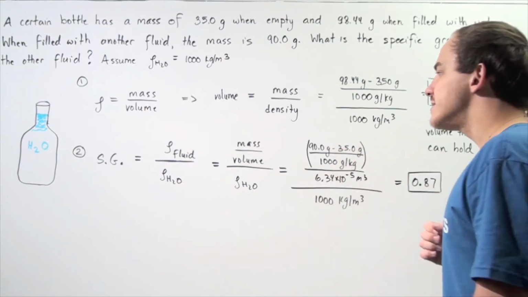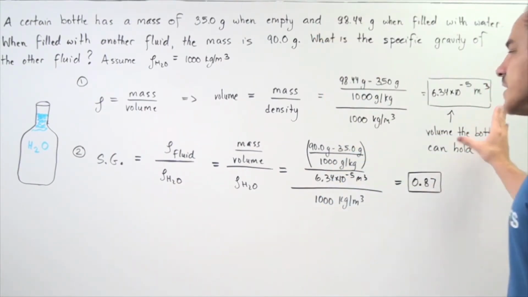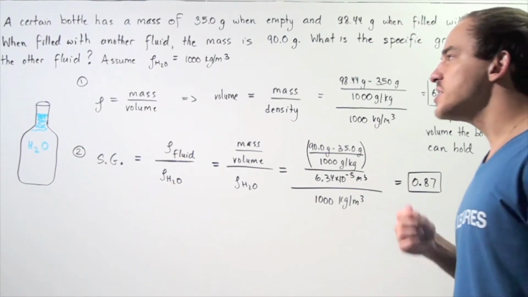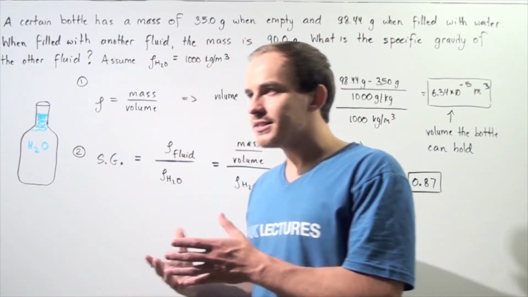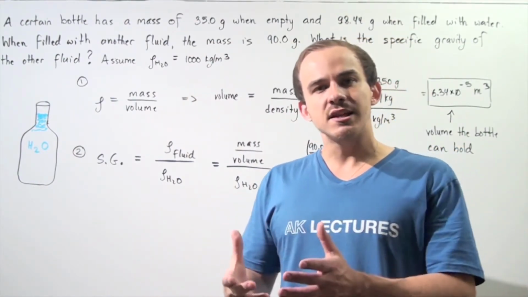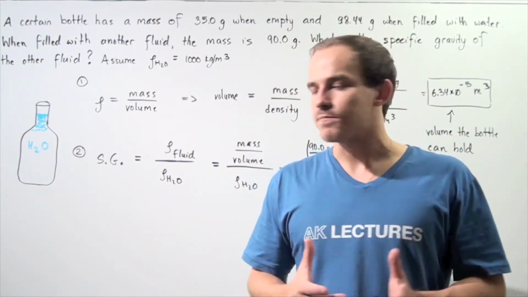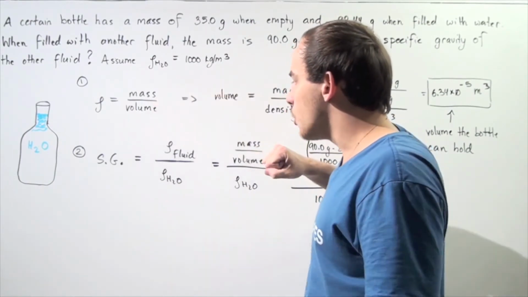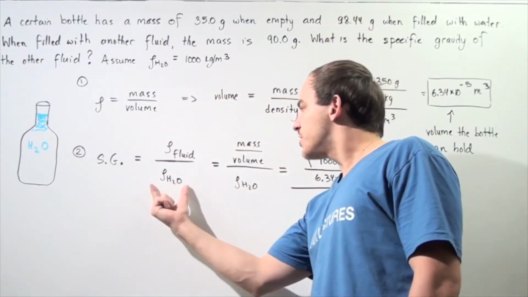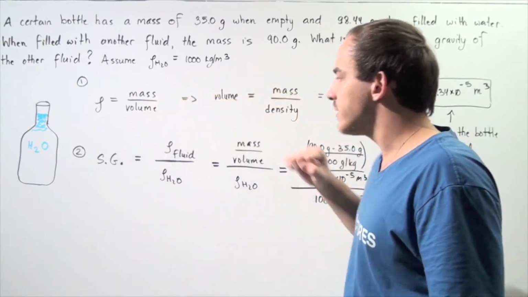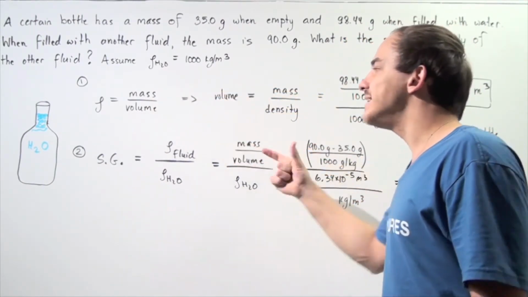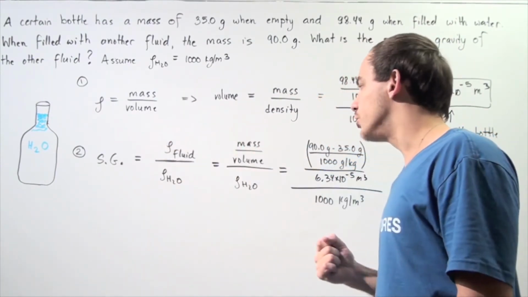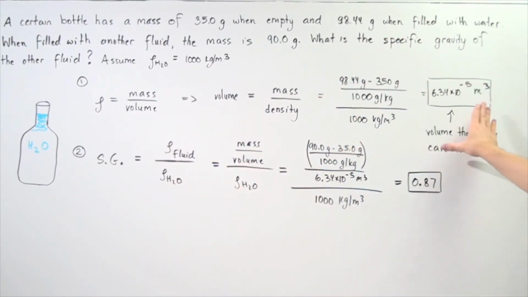Now, in the second step, we actually want to use this information to calculate the specific gravity of our object. In other words, we want to find the ratio of the density of the fluid to the density of water. So the density of the fluid to the density of water, well, we know what this quantity is, but this quantity is simply the mass of that second fluid divided by the volume that the bottle can hold. So we know what the volume that the bottle can hold. That was found in part 1.